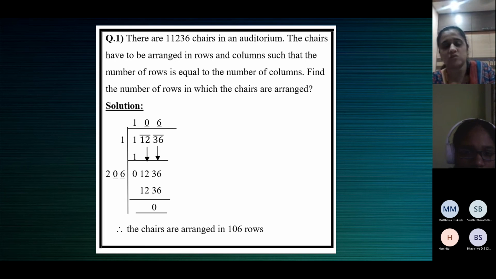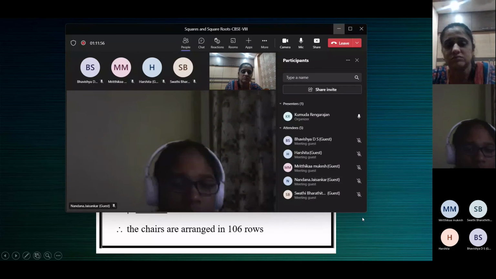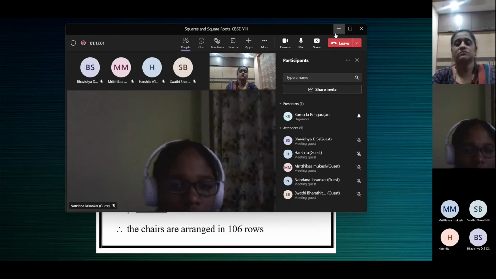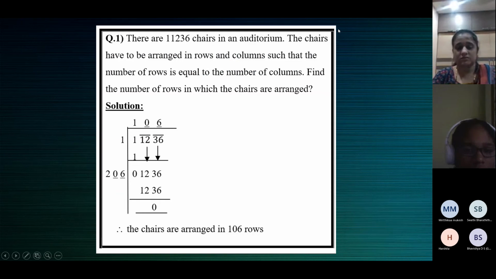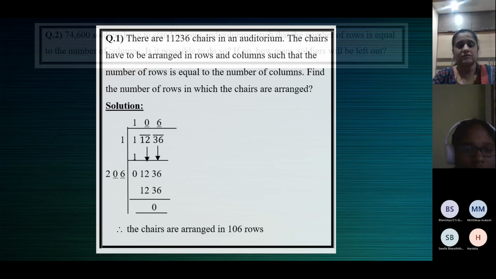So we just have to find the square root of the given number. So the chairs are arranged in 106 rows and 106 columns. Finished, all of you? Yeah, ma'am, done. All right.